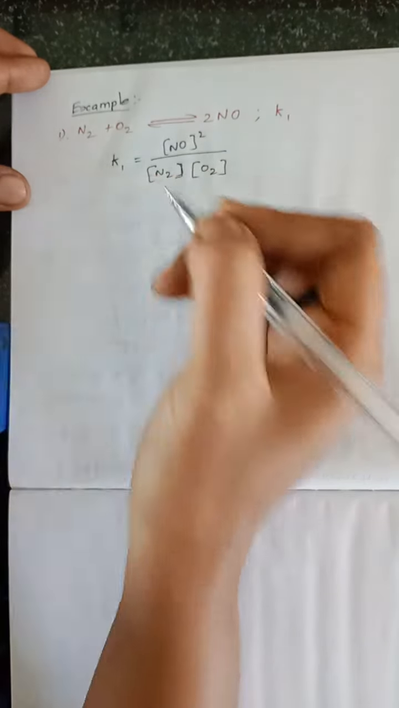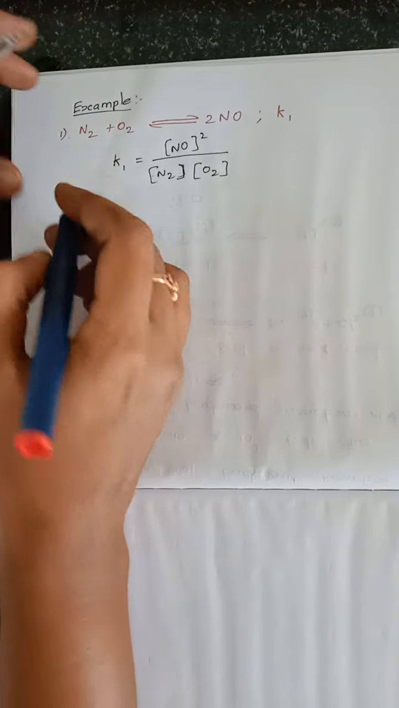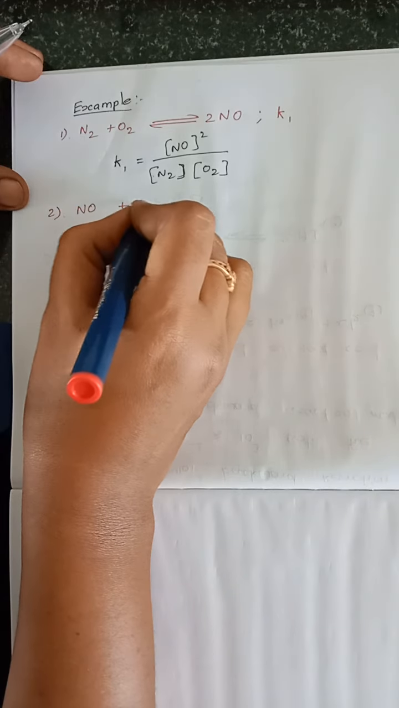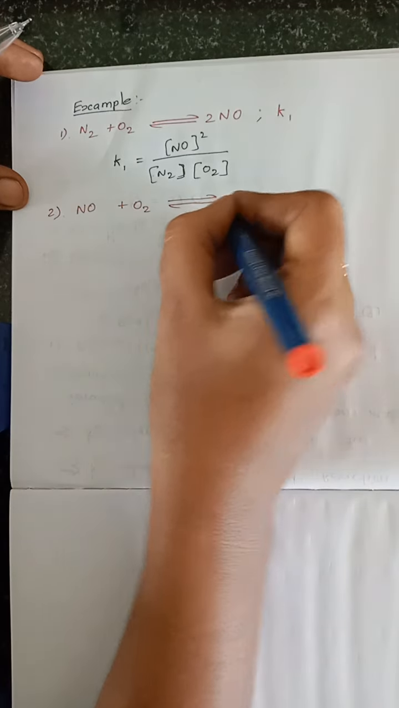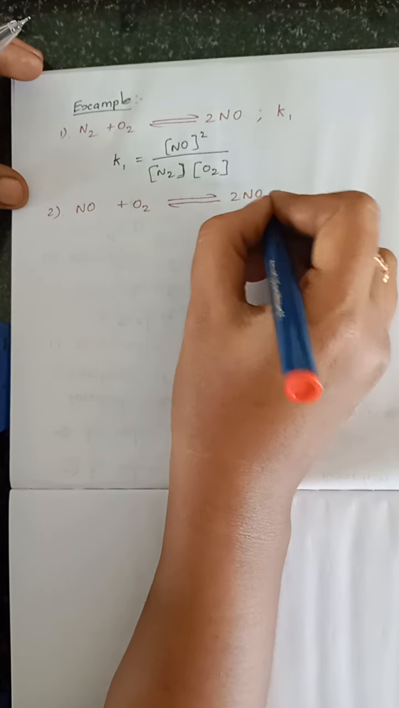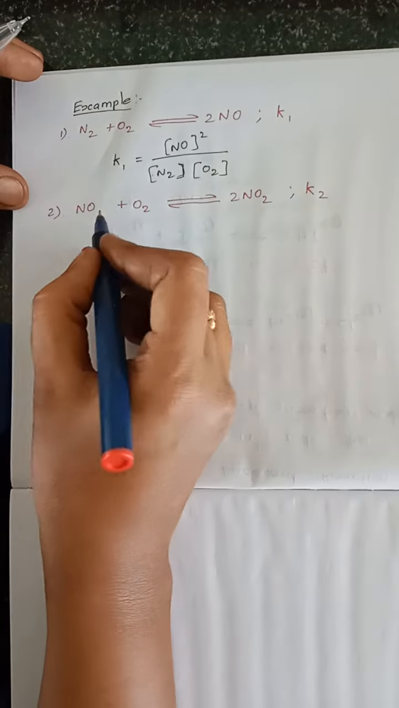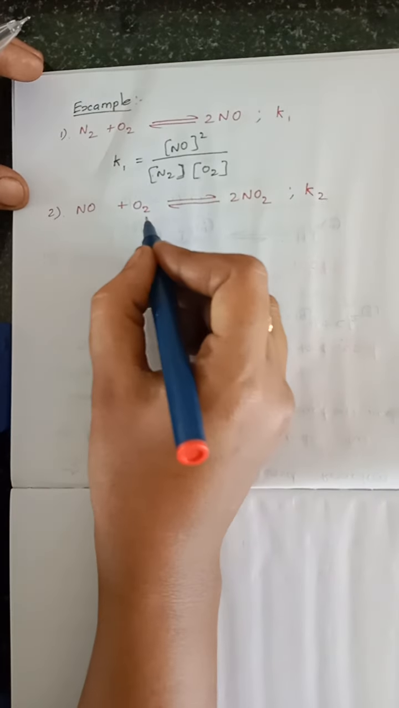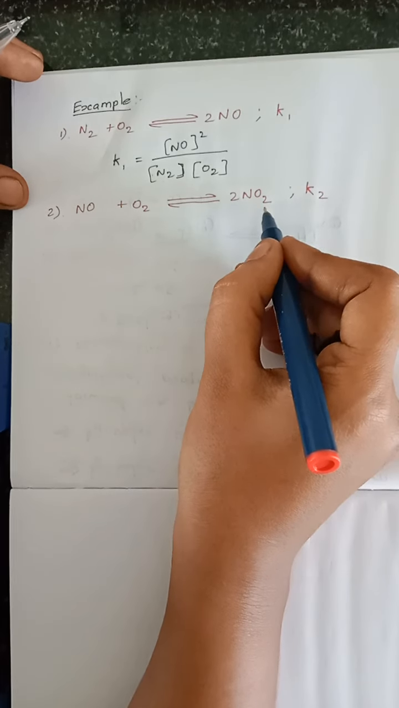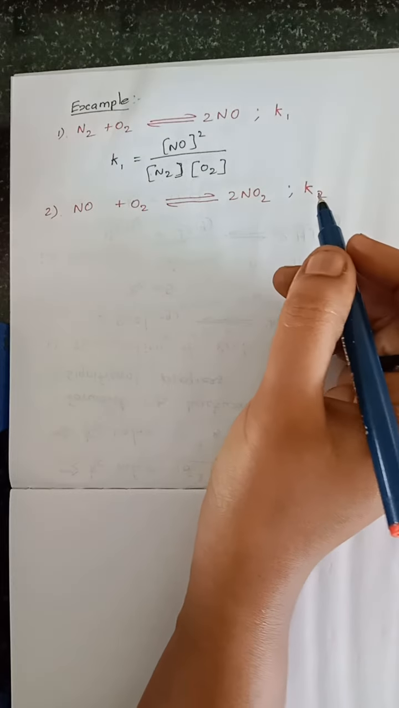Okay, this is the K1 value. Then the second example. In the second example, nitrogen monoxide reacts with oxygen in a reversible reaction to form 2 moles of nitrogen dioxide. So you write the K2 value.